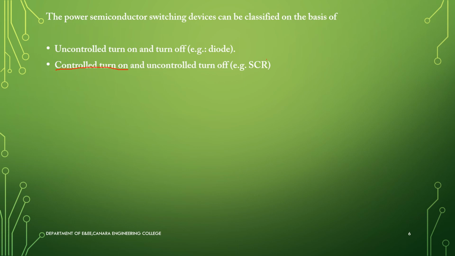Whereas once the device starts to conduct, you cannot turn it off. So it is an uncontrolled turn off. Either it should be an AC supply or you should have an extra or additional circuit to turn it off. So the semiconductor device which is having a controlled turn on and uncontrolled turn off is thyristor.